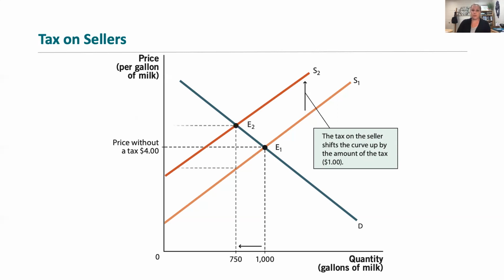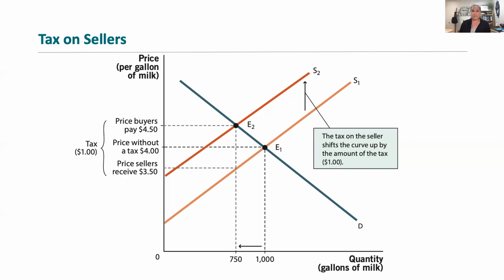We now have a new equilibrium point. But what we notice here is that this equilibrium, if we were to draw a vertical line through it, occurs at the exact same quantity as the graph that we were just looking at. It reduces the number of overall transactions of milk, the amount of gallons bought and sold, from 1,000 gallons down to 750 gallons. And again, this tax creates a wedge between the price the buyer pays and the price the seller receives. We read the price the buyer pays from the original demand curve and the price the seller receives from the original supply curve.